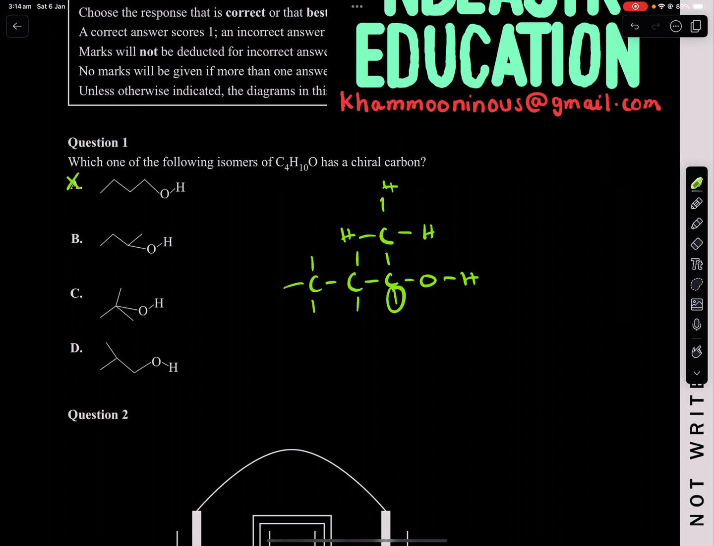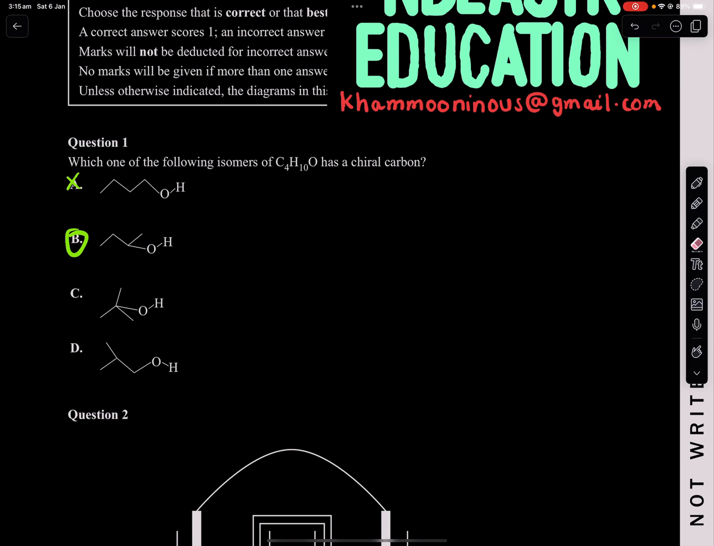But look at this carbon. It has an H group, that's one. Okay, OH, that's a different side group. A methyl group and an ethyl group. Beautiful. This carbon right over here actually does meet our requirement of chirality. So in other words, it must be B.